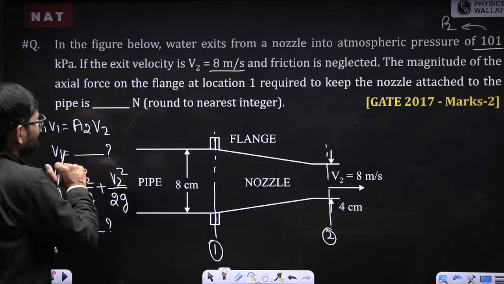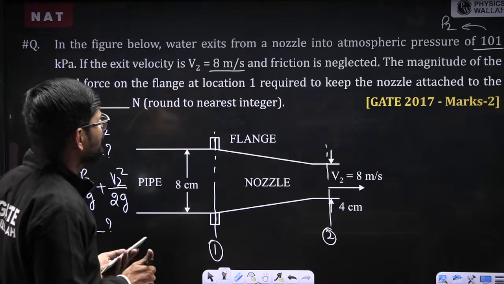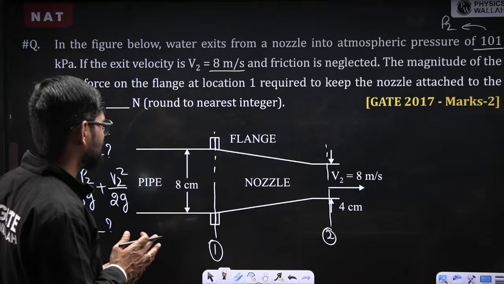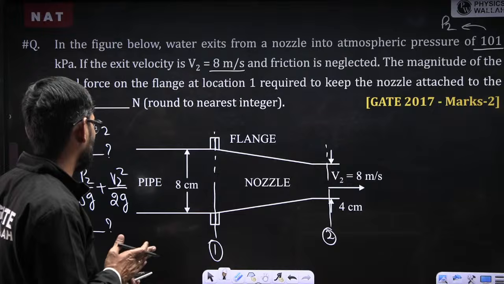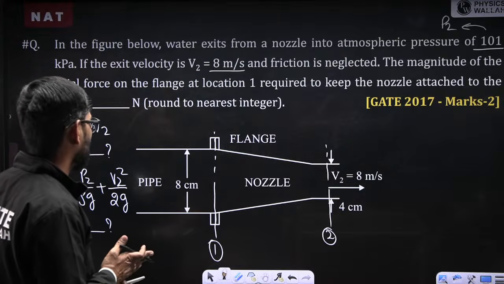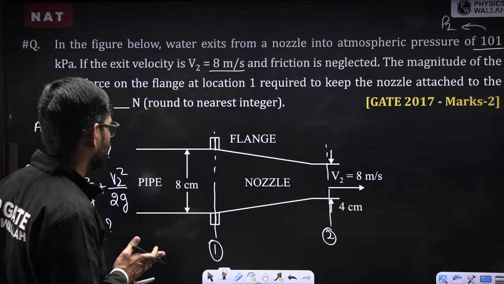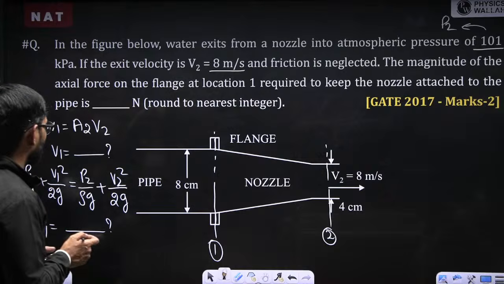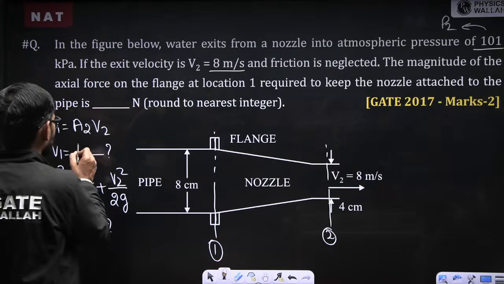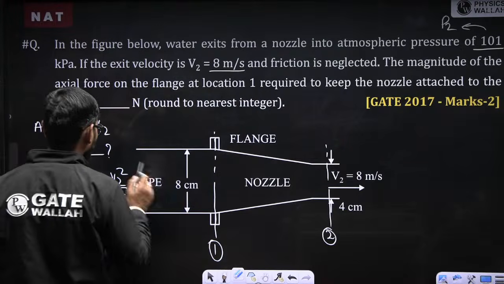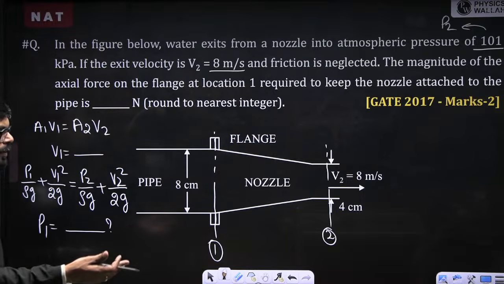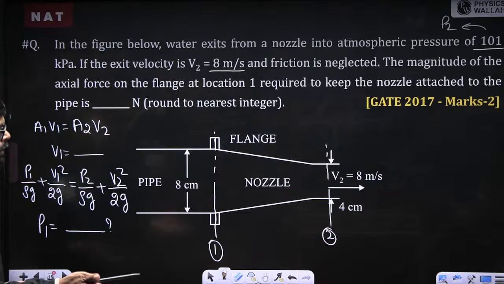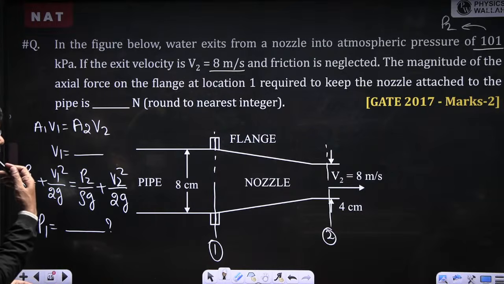So what is the V1 value? Can you tell me? Area is how much? 8 centimeter and it is 4 centimeter. Area is going to be half, so area squared means half squared, so 8 to 2. So velocity value I think will come 2 meter per second. Is it 2 meter per second? A1 V1 is equal to A2 V2. Area is proportional to the square, so it will come 16.